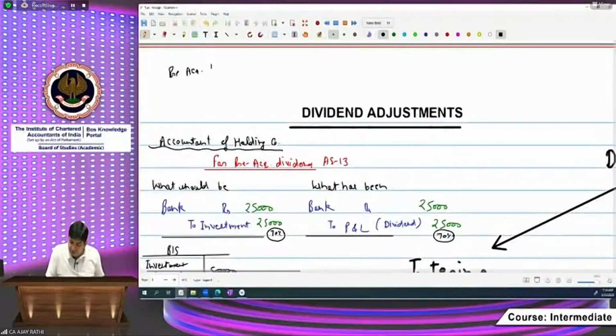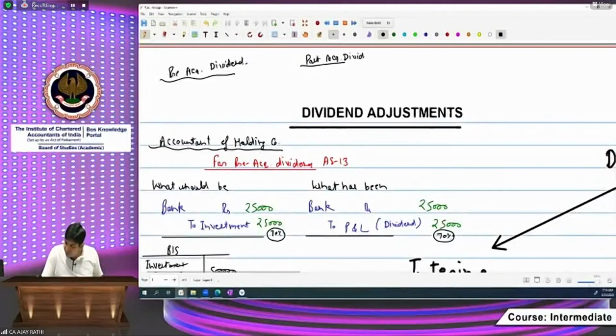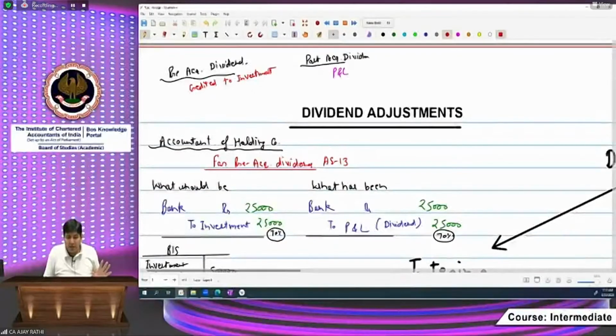There are two types of dividend. One is post and second one is pre. Post acquisition dividend is transferred to P&L, that is the part of revenue nature, so we credit such to P&L, but we treat it as recovery of cost pre-acquisition dividend, that is credited to investment. Wait beta, wait, I will tell you, Abdul, don't worry, that is coming.